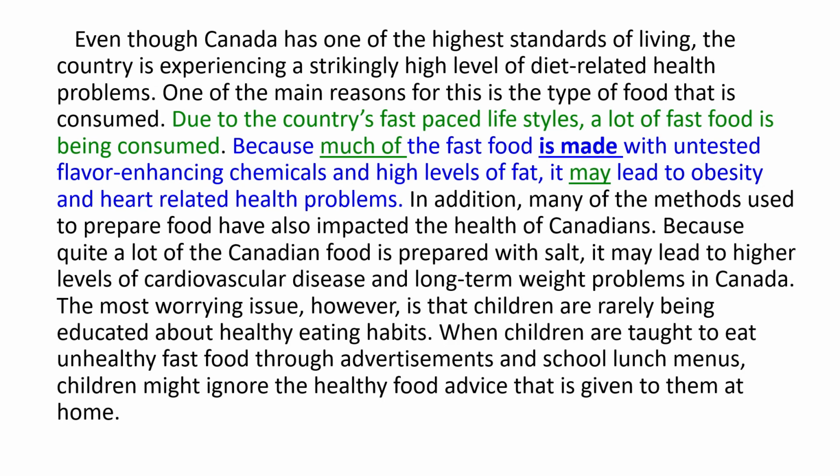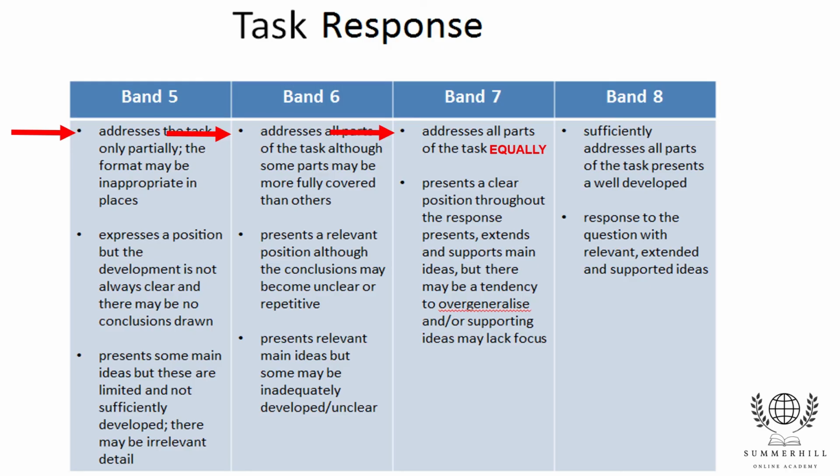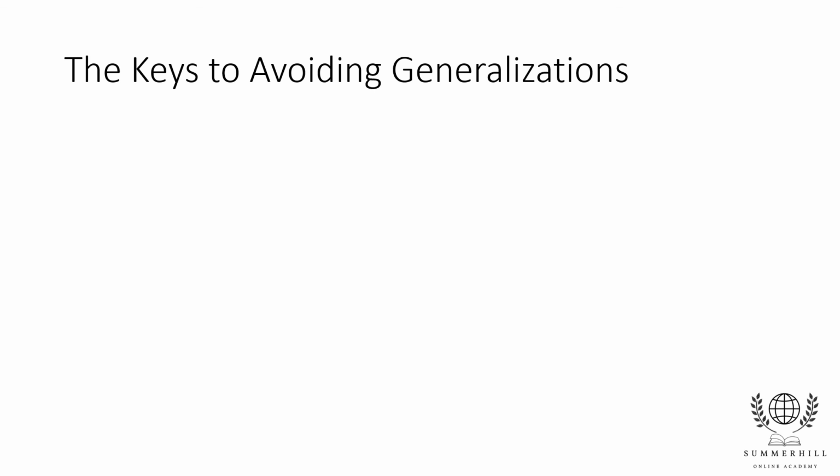But also, we're using those modals here. Because much of the fast food is made, it may lead to obesity. So we're using language of probability, which is why if you thought the second paragraph sounded more academic, you're absolutely right. So again, for Band 7, in order to avoid those generalizations and move to a Band 8 response for task response, and again, this is for task response 8 and above, we have to avoid those generalizations.